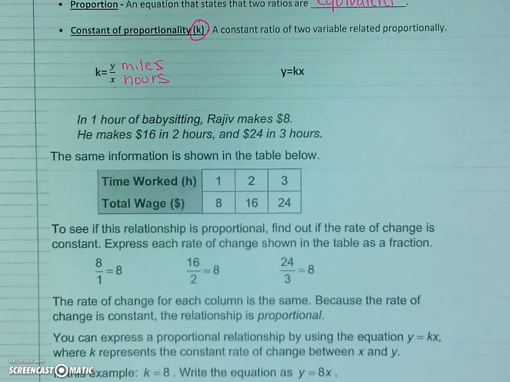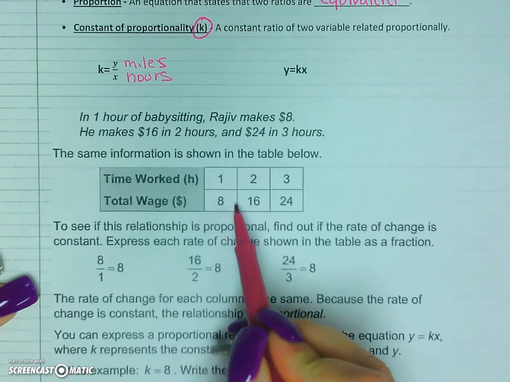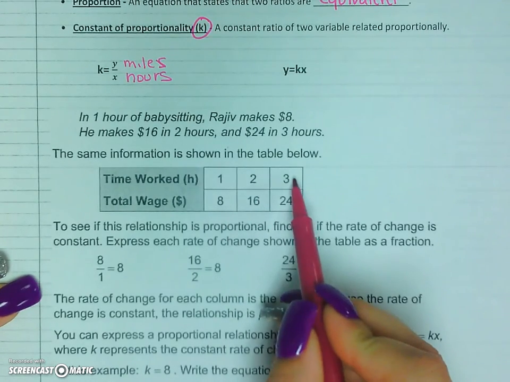Okay, he makes $16 in 2 hours and $24 in 3 hours. The same information is shown in the table, which we see. Time worked: he worked 1 hour, made $8. He worked 2 hours, he made $16. He worked 3 hours, he made $24.